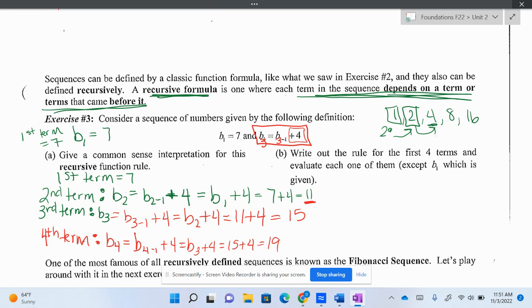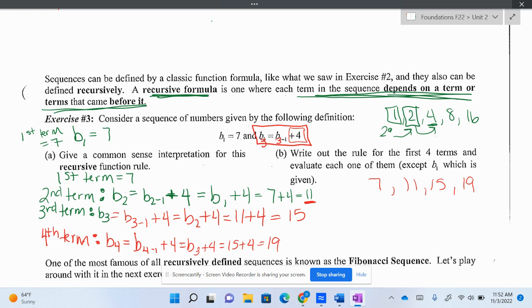So it says write out the first 4 terms. So the first 4 terms, well, that's 7, 11, 15, and 19. It's not hard. It's just weird to try and understand that recursive formula. That's the hard part. You could look at that sequence of numbers 7, 11, 15, 19 and know that you're adding 4 each time. It's just kind of picking apart that formula that makes it tough.